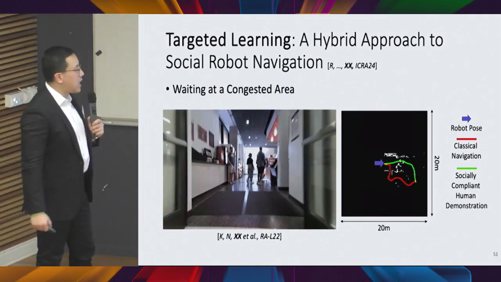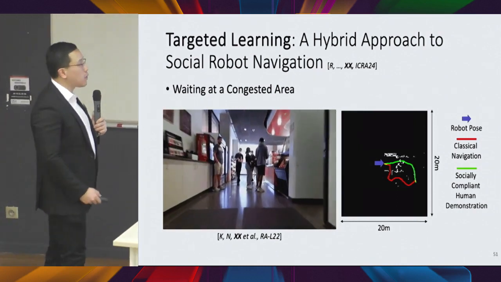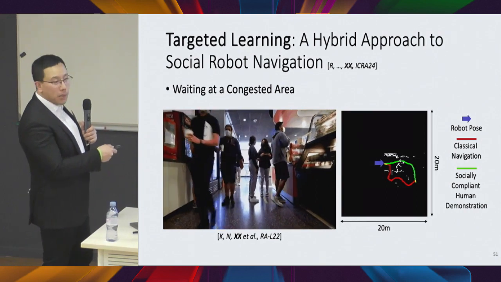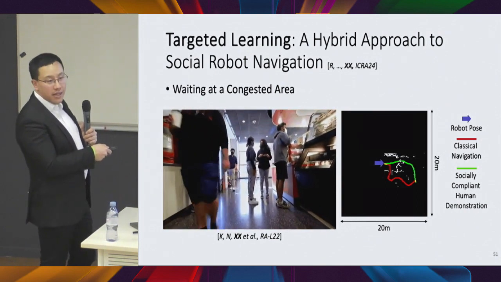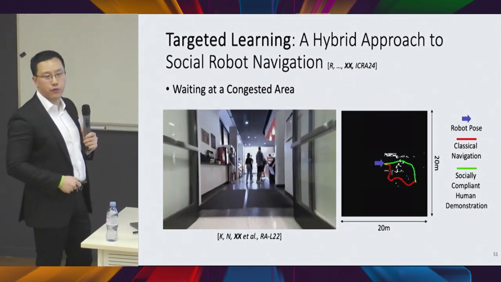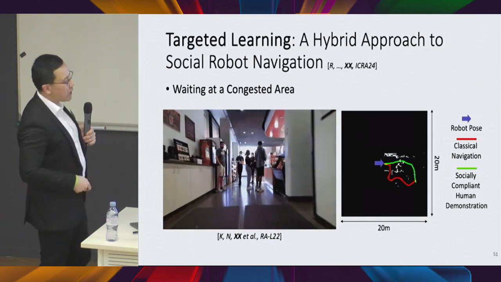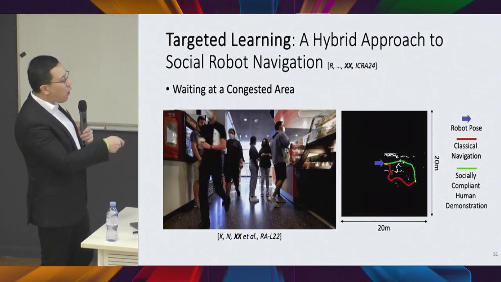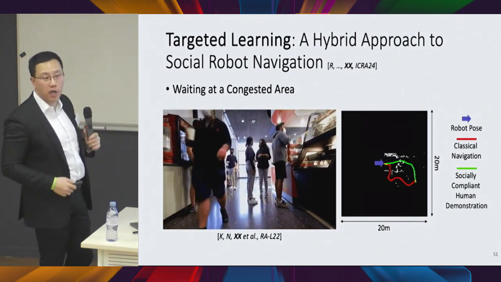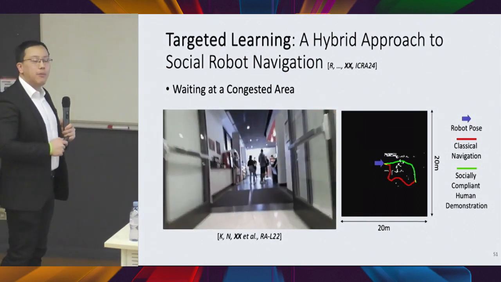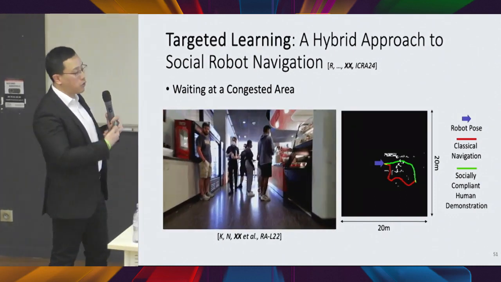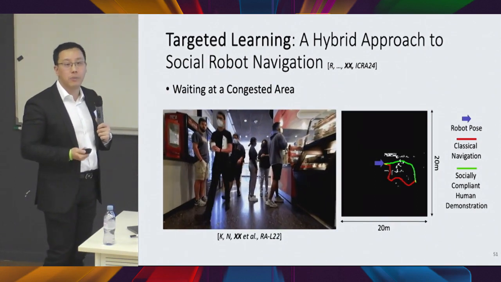The last example here is in a cafeteria, waiting at a congested area. The human demonstrator knows, okay, that's congested, but if I wait here for a few seconds, it will clear up and then I can go through. While again, similarly for move_base, it thinks, okay, this is not going to be a feasible path. I'm going to go all the way around to go from the other side. So those are a few examples showing you that classical navigation systems are not enough to deal with this social robot navigation problem in the wild.